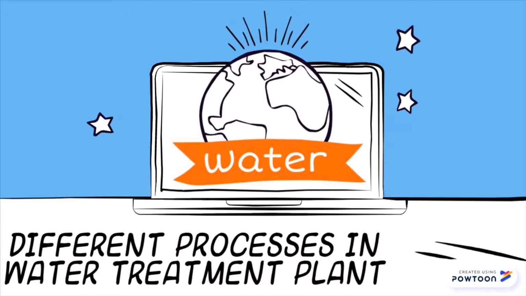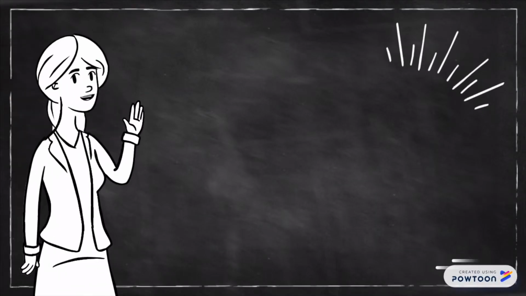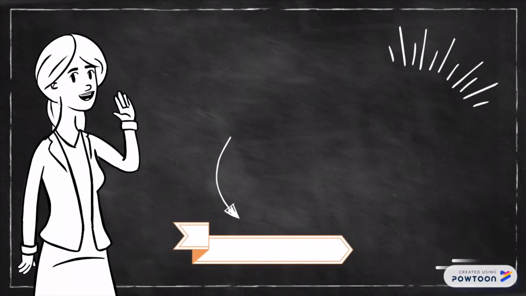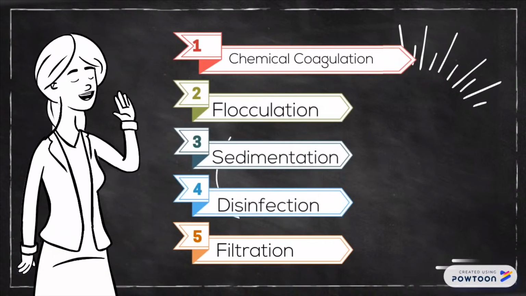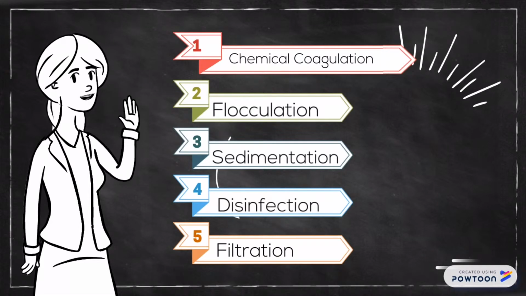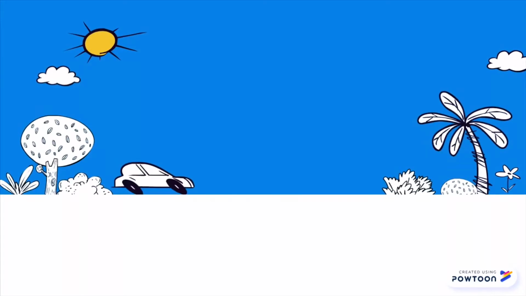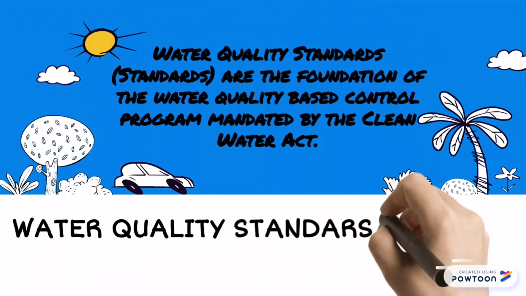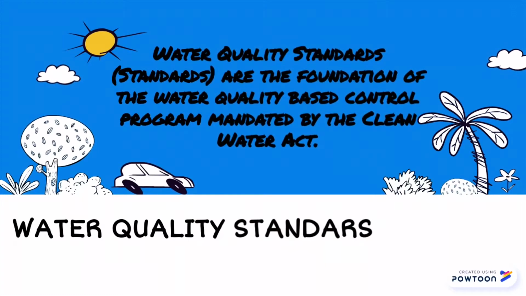Different processes in water treatment plant. These are the 5 different processes in treatment of water. Number 1, chemical coagulation. Number 2, flocculation. Number 3, sedimentation. Number 4, disinfection. And lastly, filtration. Water quality standards are the foundation of the water quality-based control program mandated by the Clean Water Act.